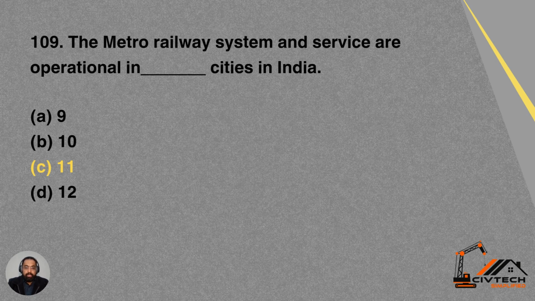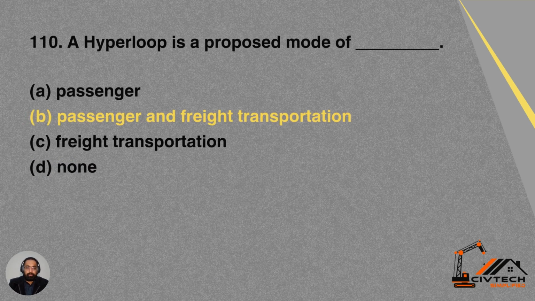Question number 109. The metro railway system and service are operational in dash cities of India. So option A is 9, option B is 10, option C is 11, and option D is 12. So 11 cities of India have the metro rail network or system.